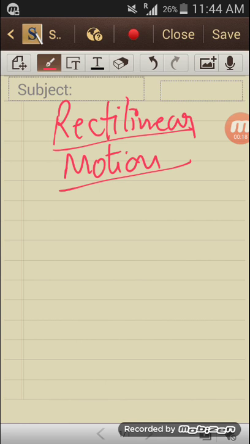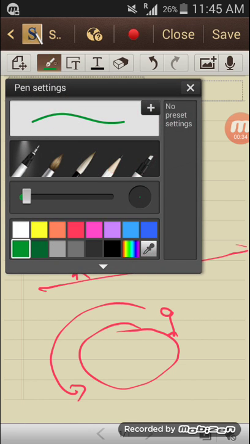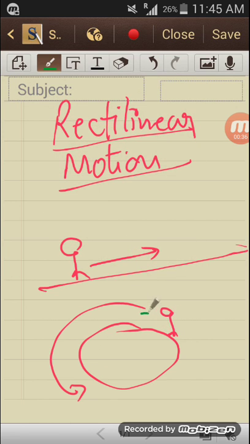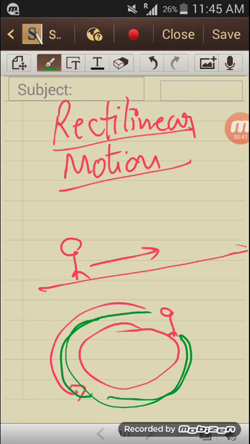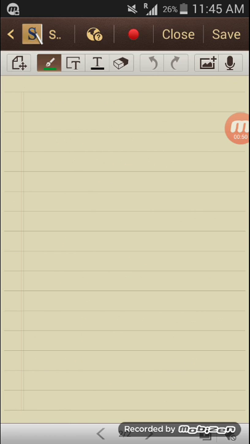Suppose there is a man and there are different paths. He can go straight, and here a man can go in a circle. So he can go in different ways, either this way or that way. Here he has to go in a line, linear motion. This is what I am saying. So what is the meaning of motion in a straight line?